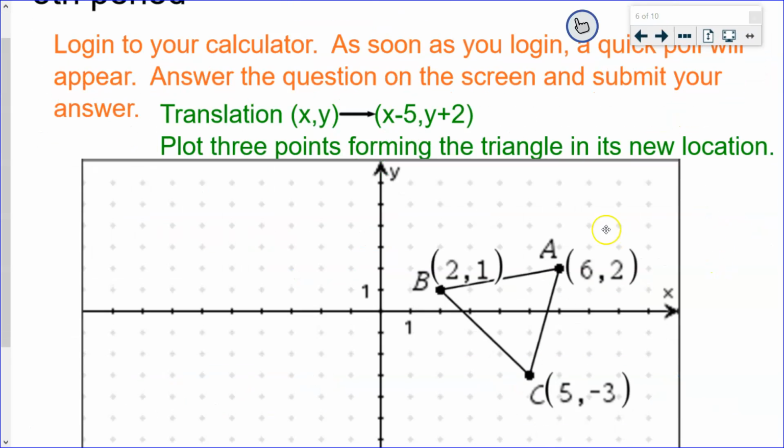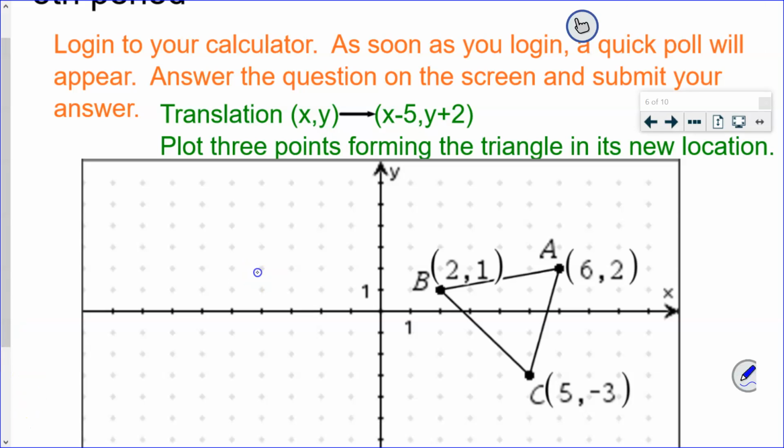We have triangle ABC, and we need to translate it following this coordinate rule. You need to plot those 3 new points. If you want to sketch this on your own paper, that's great. If you just want to write down the coordinates of the new points, that's also great. Pause the video to get this done.